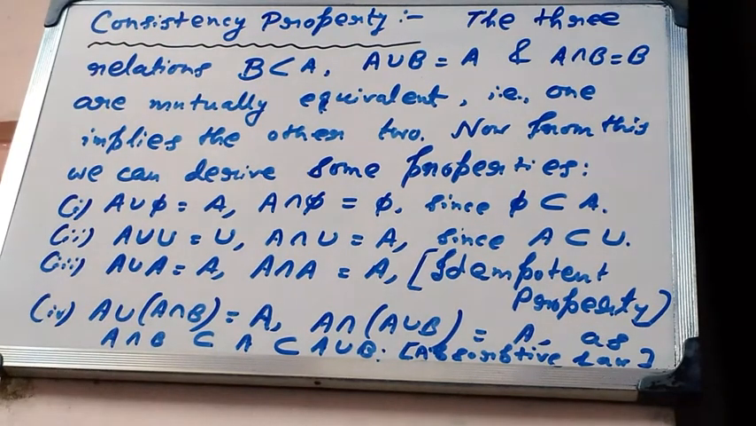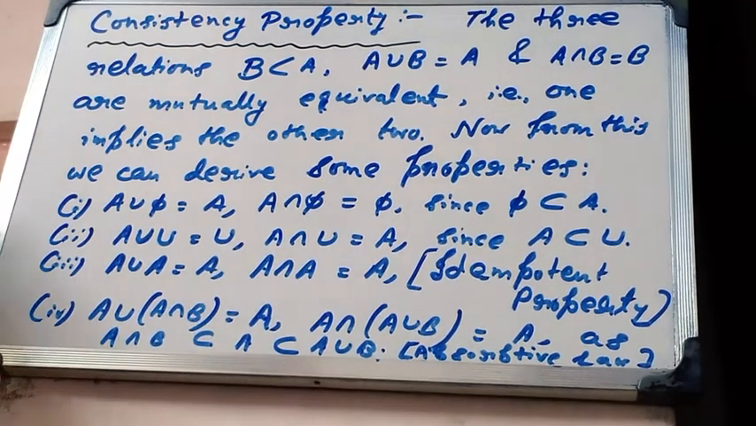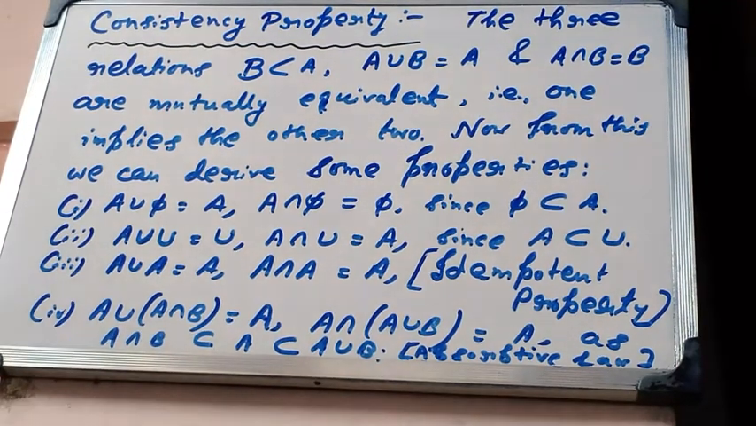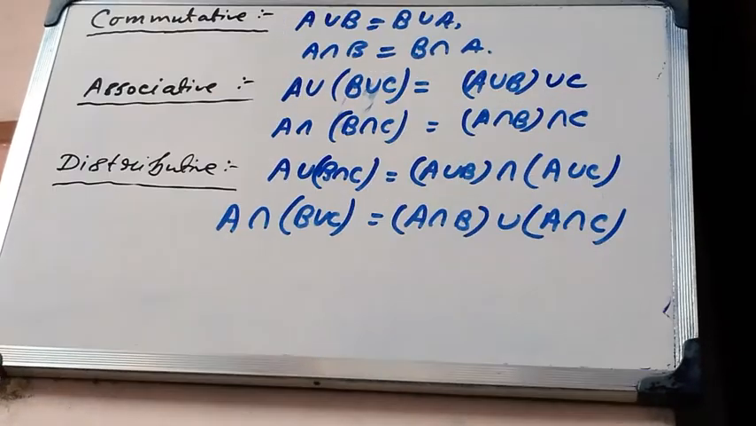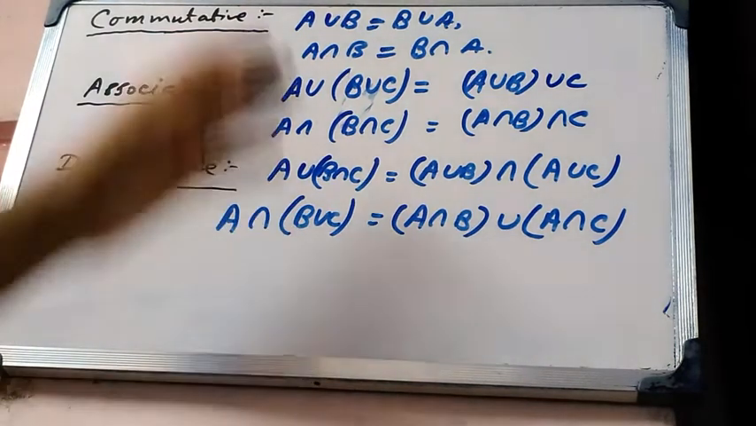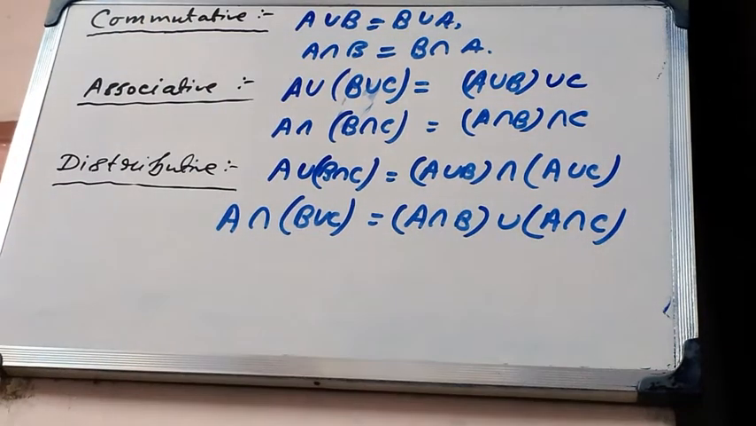And the fourth one is A union (A intersection B) is equal to A, and A intersection (A union B) is equal to A. As A intersection B is a subset of A, it's obvious, and A is a subset of A union B, it's also an obvious case. And this property is called the absorptive property. The next property is the commutative property. It means A union B equal to B union A, and A intersection B equal to B intersection A.